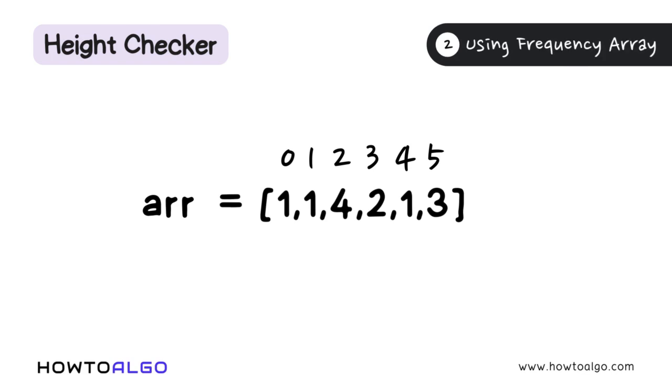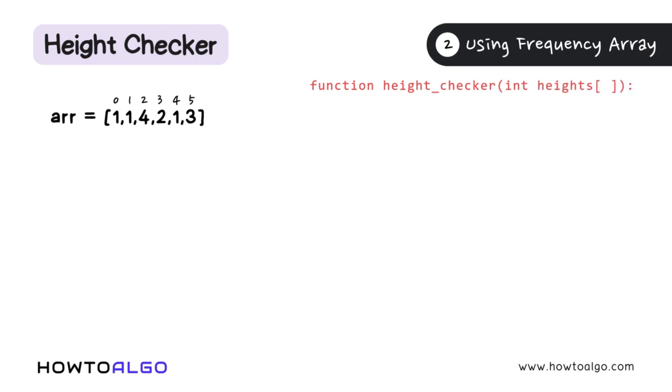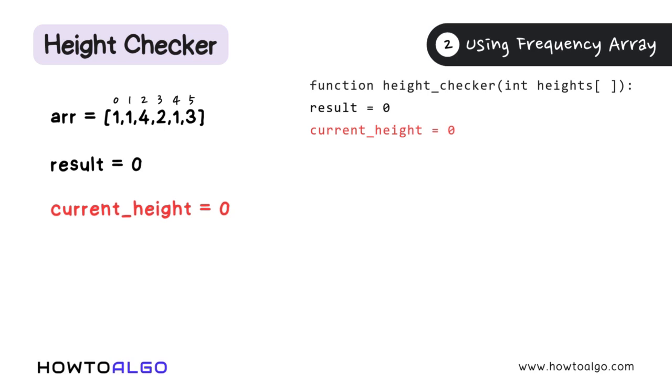Here's the pseudocode for this method. We create a variable called result and set it to 0. This will be used to count how many elements are out of order. Next, we create another variable called current height and set it to 0. This variable will help us track the height we are currently expecting as we reconstruct the correct order.